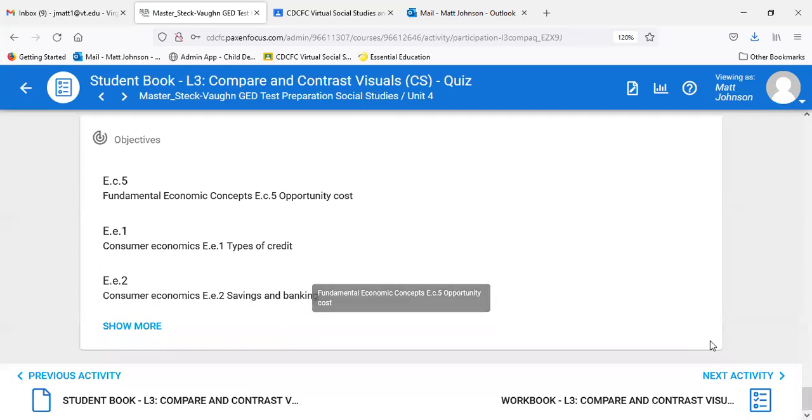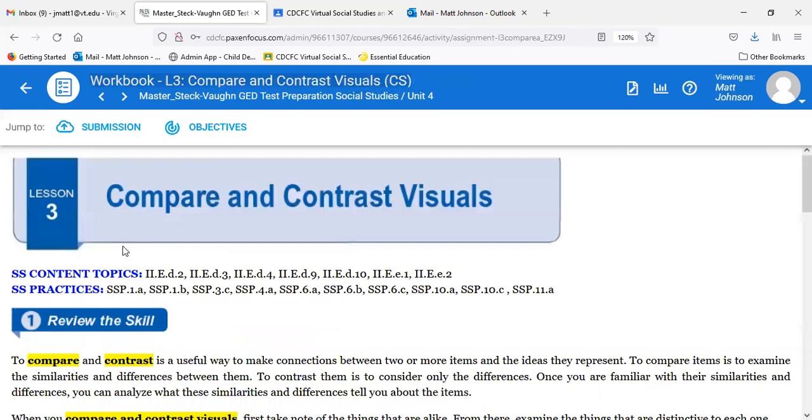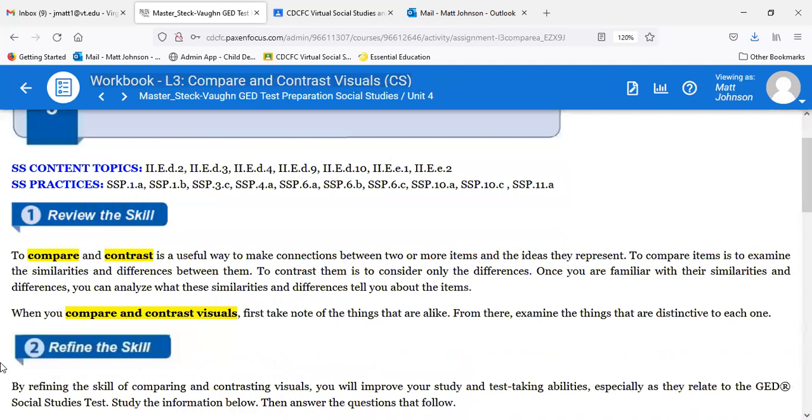Okay, so let's go on over to the workbook here. And so, as it says, to compare and contrast is a useful way to make connections between two or more items and the ideas they represent, right? We've been dealing with comparing and contrasting. Compare looks at similarities, contrast looks at differences. So to compare items is to examine the similarities and differences between them. To contrast them is to consider only the differences. Once you're familiar with the similarities and differences, you can analyze what these similarities and differences tell you about the items, right? Thinking critically about the comparison and contrast of those two.